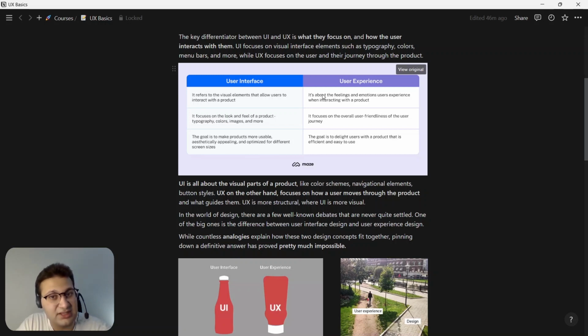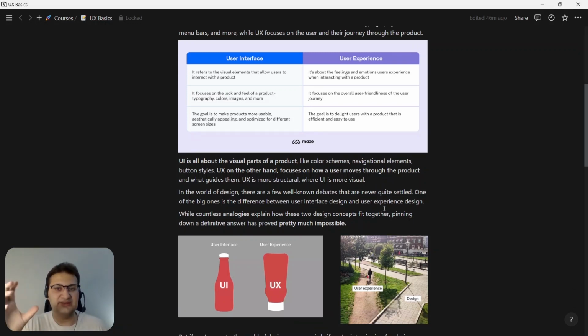While user experience is about the feelings and emotions users experience when interacting with the product. It focuses on the overall user friendliness of the user journey. It's not just limited to the product, but it's before the product as well: how they get to the product, the company website, the word of mouth, the marketing strategy, all of that is also part of UX. Then the goal is to delight users with a product that is efficient and easy to use.